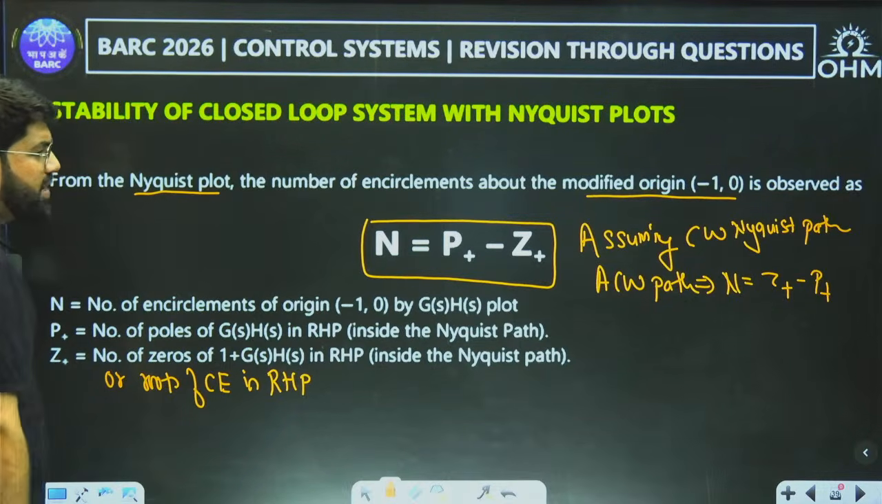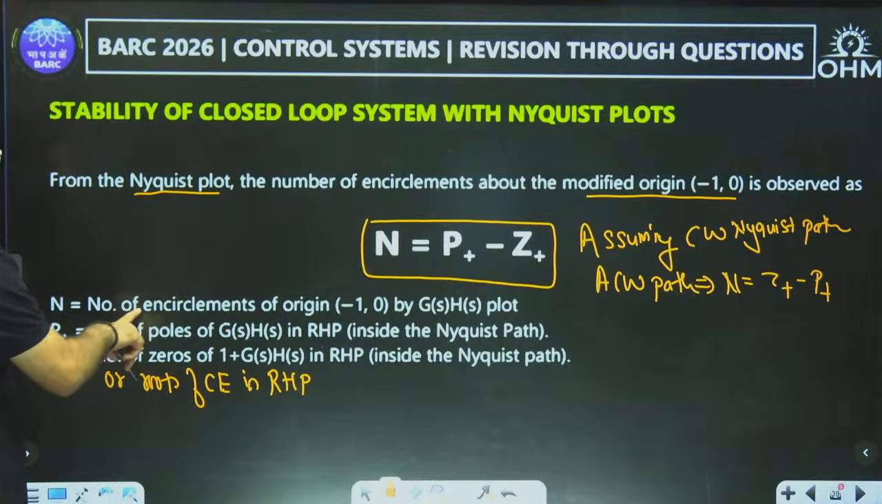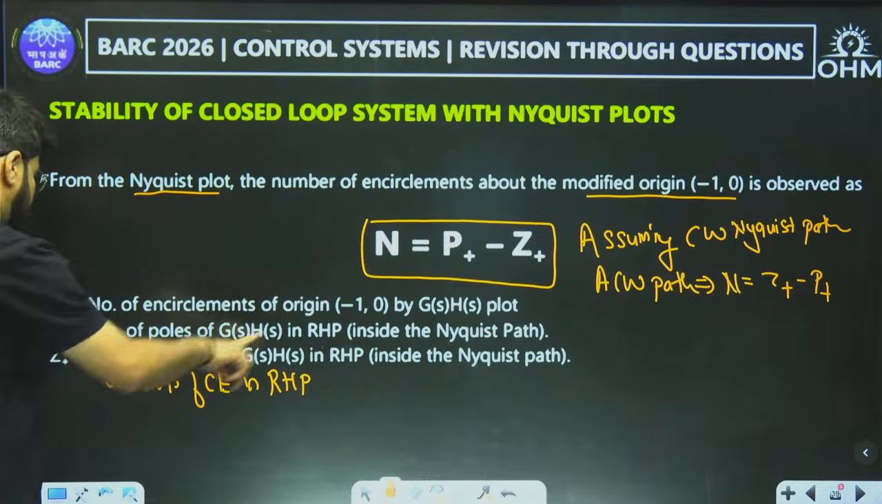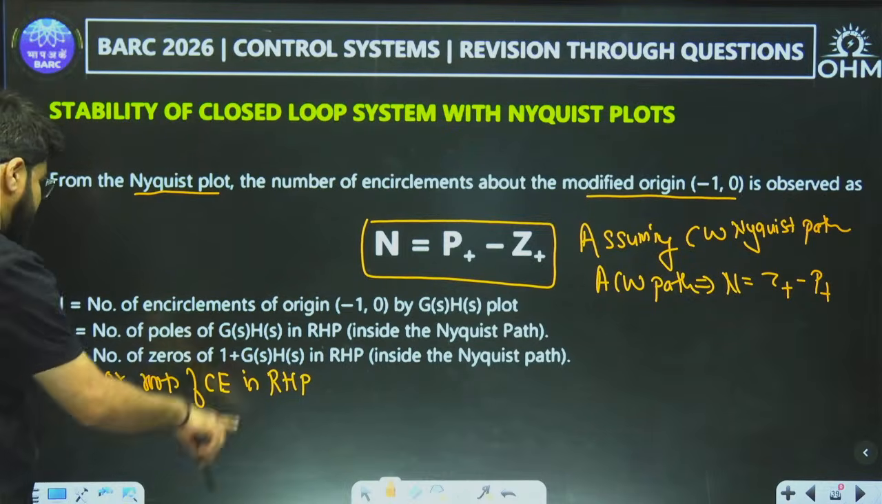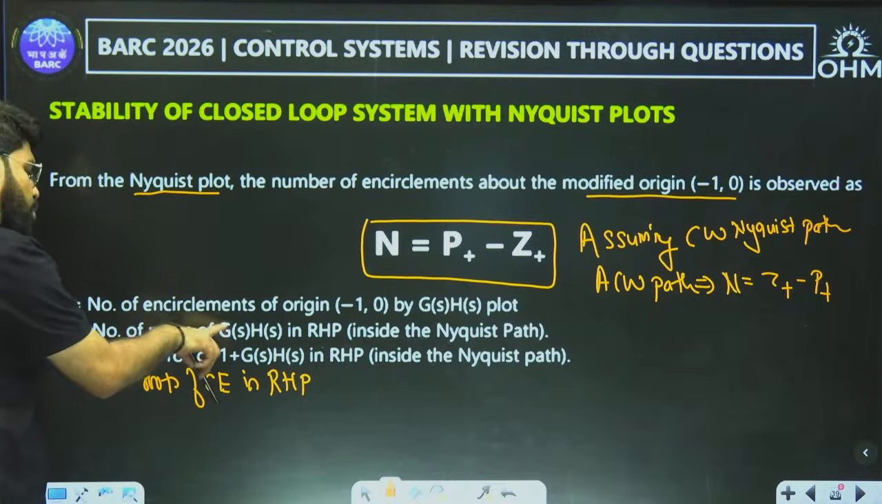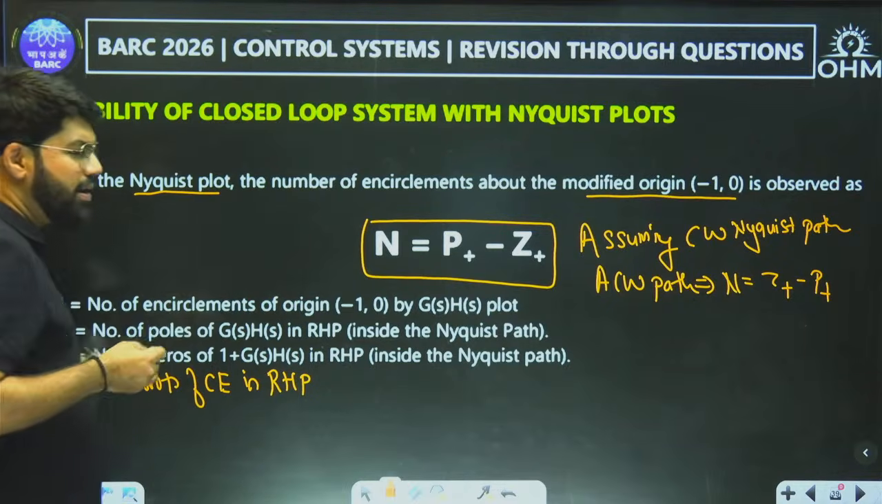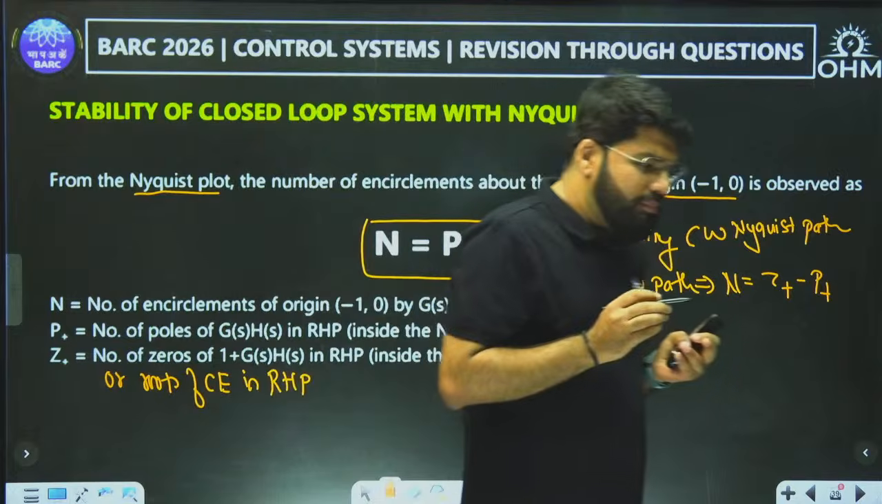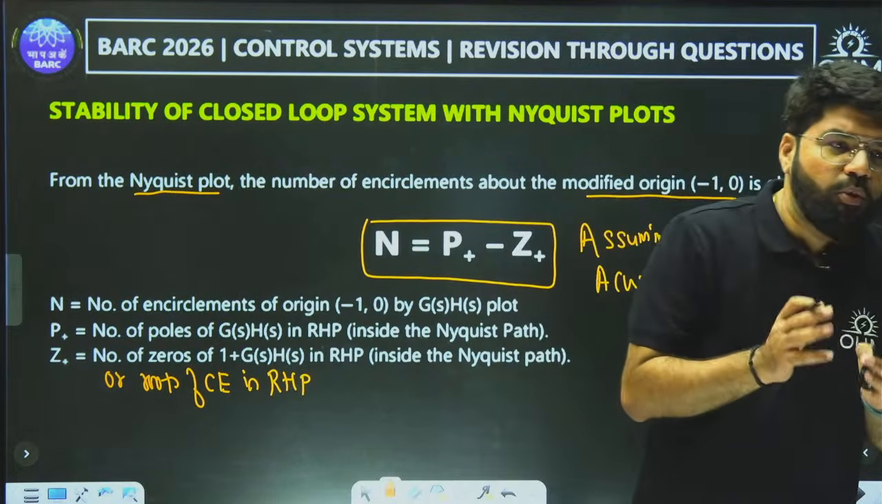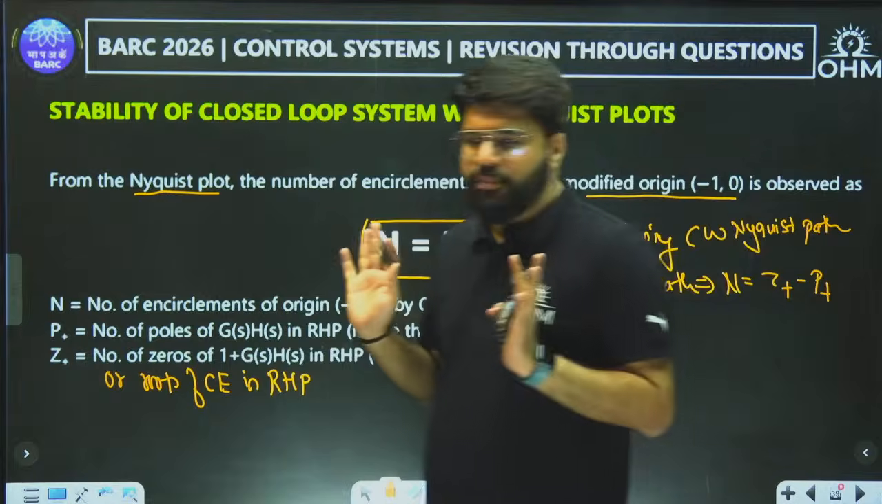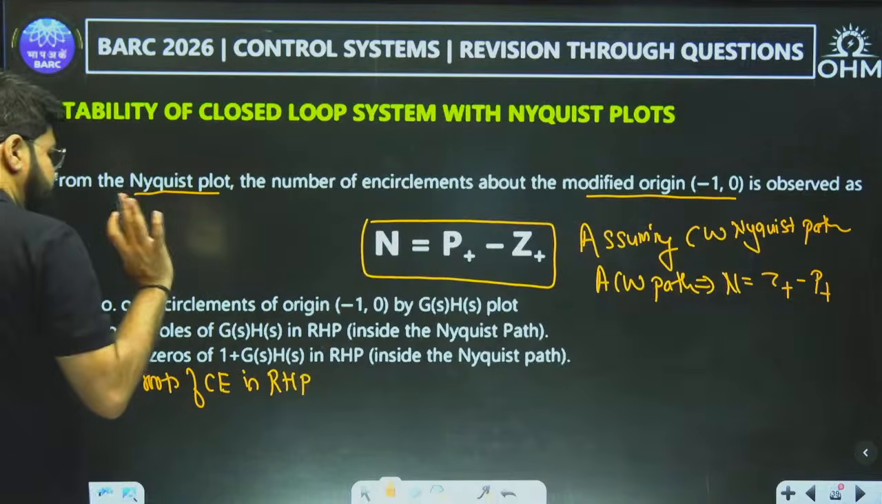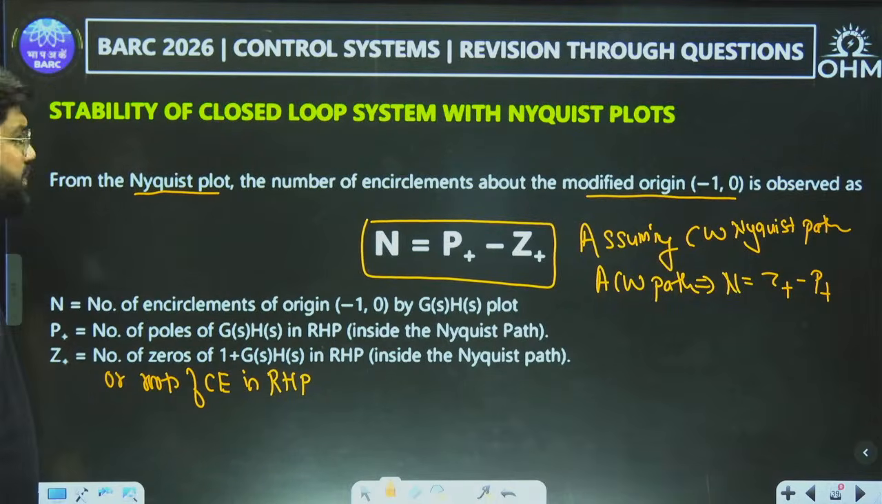If it is anti-clockwise Nyquist path, it is Z = N + P. Now when you consider the encirclements of minus 1 comma 0, Z plus will be the zeros of 1 plus GSHS. Actually P plus is the poles of 1 plus GSHS only, but if you try any problem, the poles of GSHS or the poles of 1 plus GSHS will always be the same. Simple point.